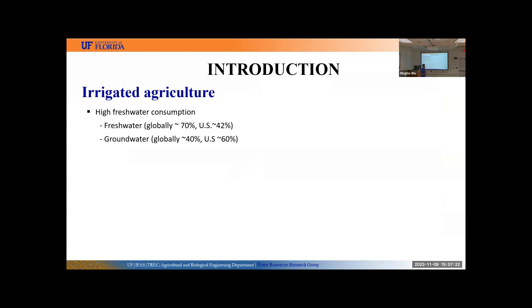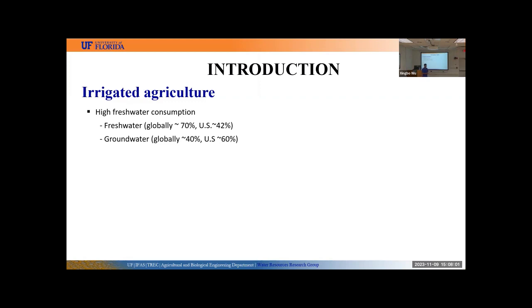As you all know, agriculture is the main consumer of freshwater resources. It consumes around 70% of freshwater resources globally. In the United States, a similar pattern is observed, where agriculture consumes around 42% of water resources. This sector is also known for a significant amount of groundwater withdrawal. Globally, it consumes around 40% of groundwater withdrawal, and in the United States the number is higher, at around 60%.